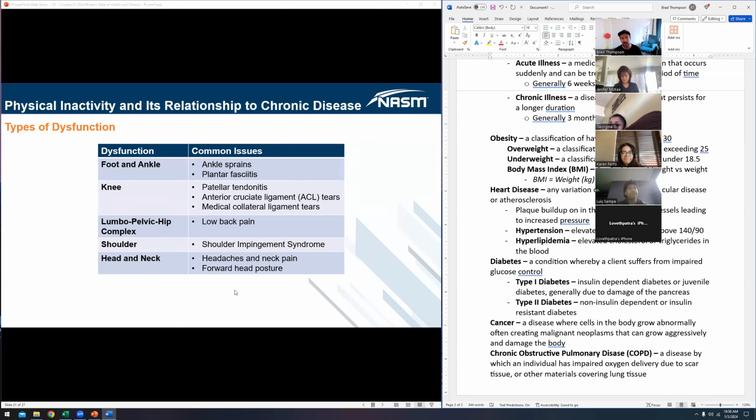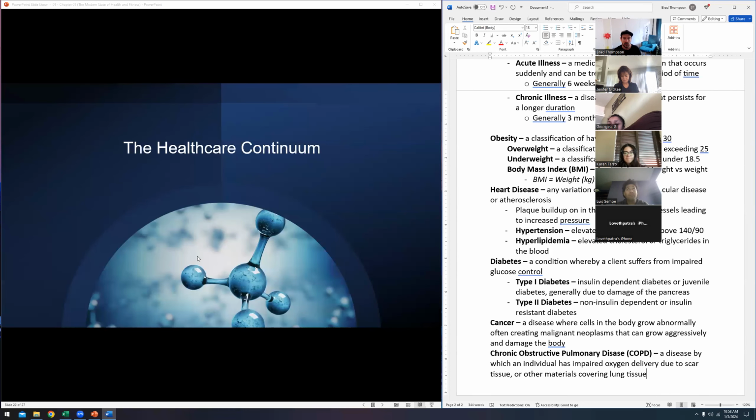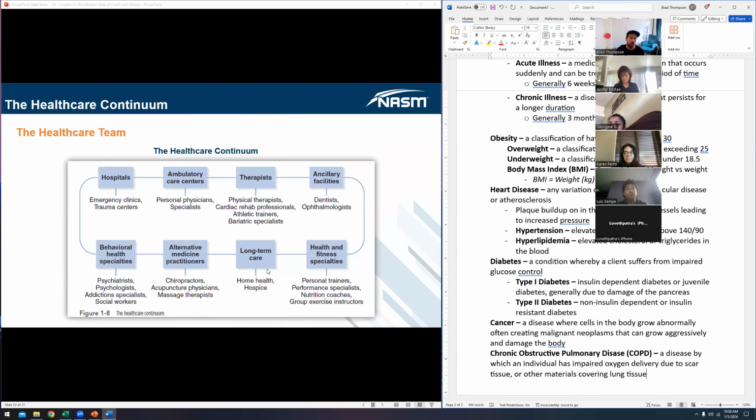And look at this chart. This looks pretty familiar to what we were doing just before Christmas break. Foot and ankle complex, knee, LPHC, shoulders, and neck. So we have our little healthcare continuum here. These are the allied health professionals I mentioned earlier, right?